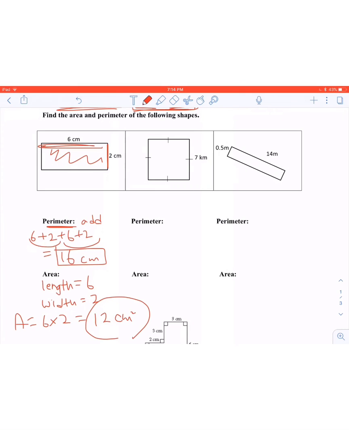Please note that perimeter has centimeter as a unit, area has centimeter squared as a unit. So that's how you can tell which one's a perimeter and which one's the area.